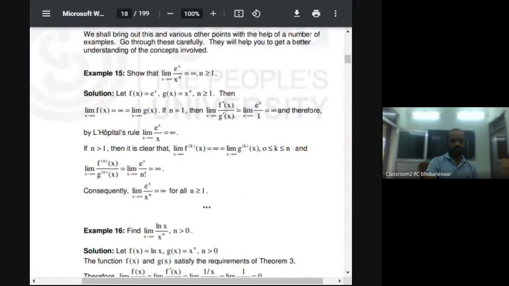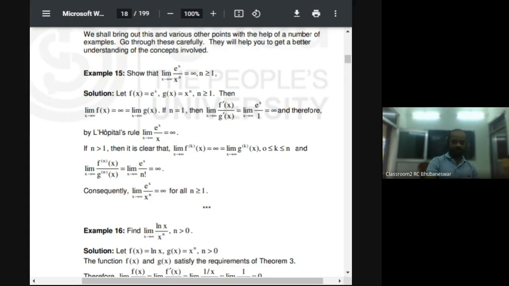So let us discuss with the help of the following example. Look at example number 15. The question is limit x approaches infinity of e to the power x divided by x to the power n. So we have to prove that the limiting value of this function is infinity, where the condition is given that n is greater than or equal to 1. In the same process, we take the numerator e to the power x as a function f and the denominator x to the power n as a function g, with the condition n greater than or equal to 1.